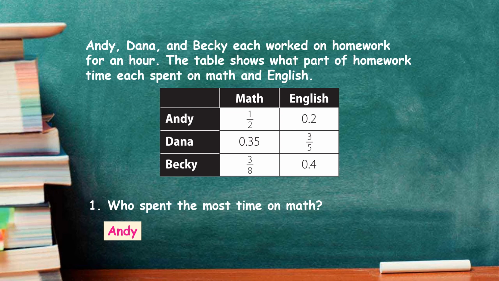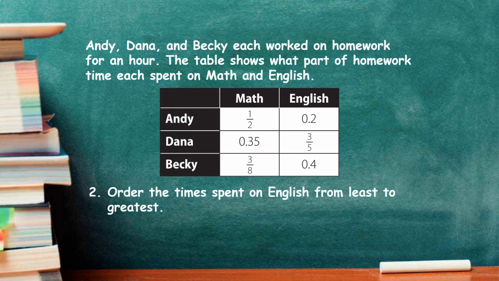Okay, then let's have question number 2. Order the time spent on English subject from least to greatest. Sa English naman po, ano yung pinakamaliit sa pinakamalaki? Ayan, ang sagot, mula sa 2/10, 4/10, and 3/5. Ang pinakamaliit na spent ay si Andy. Ang pangalawa ay si Becky, 4/10. Ang pinakamalaking spent sa English subject ay si Dana, 3/5. Okay, let's move on to the next question.